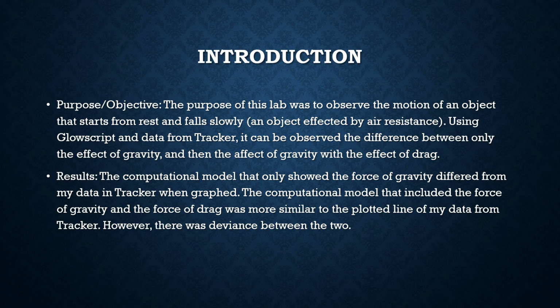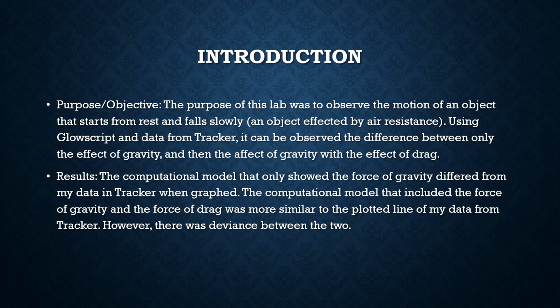An introduction would be the purpose and the objective of this lab, which was to observe the motion of an object that starts from rest and falls slowly, basically an object that's affected by air resistance. Then you use GlowScript and your data from Tracker, and it can be observed the difference between only the effect of gravity and the effect of gravity together with drag. This object is moving vertically.